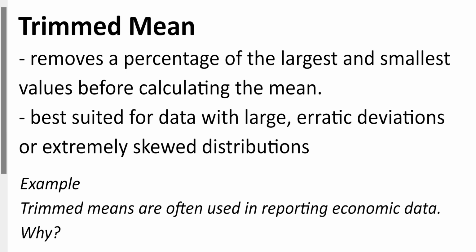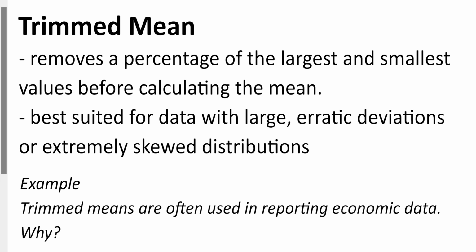And that's why sometimes you see or hear of trimmed means. A trimmed mean is where you remove a certain percentage of the largest and smallest values before calculating the mean. It's best suited for data with really large or erratic deviations or extremely skewed distributions. So those skews or outliers, that's maybe when we'll use trimmed means.